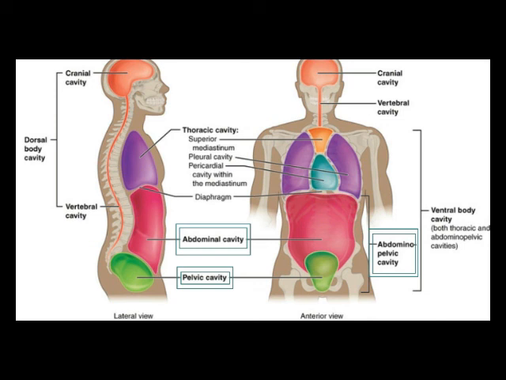Now, the pelvic cavity contains most of the urinogenital system as well as the rectum. The pelvic cavity is bounded cranially on the top by the abdominal cavity, dorsally on the back by the sacrum, and laterally on the sides by the pelvis. In combination, the pelvic and abdominal cavities are also called the abdominopelvic cavity.